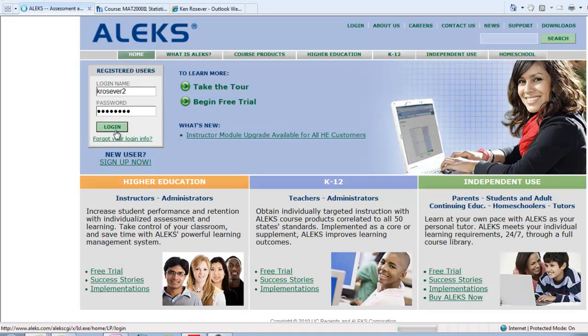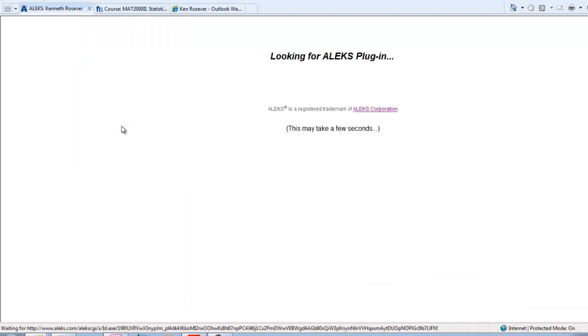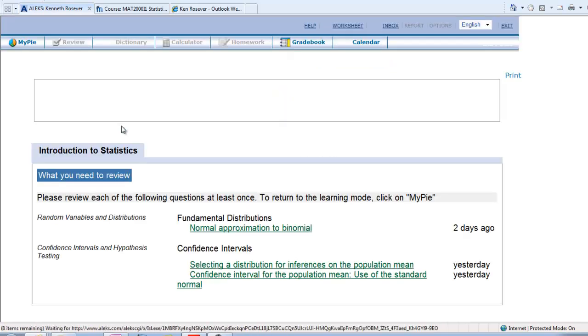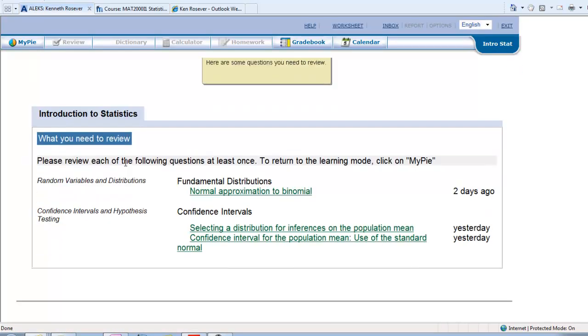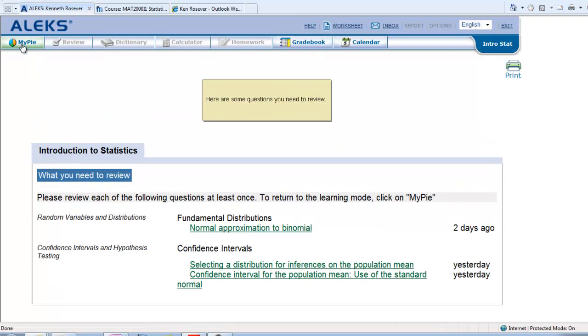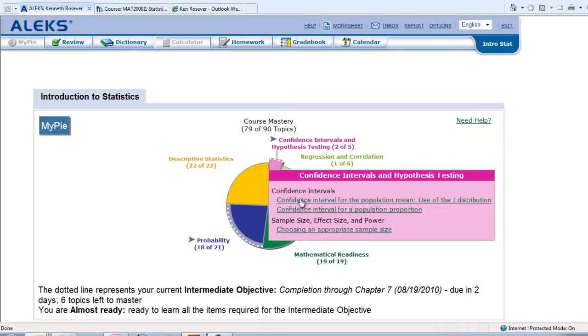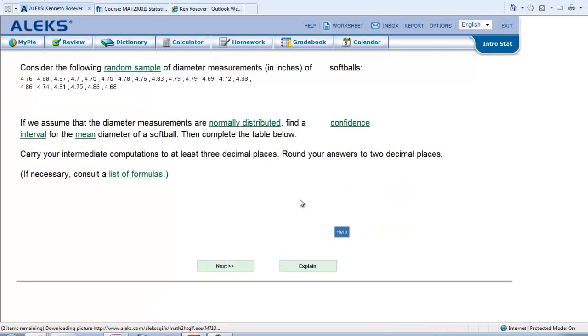So let me log in to my student account, and it's going to take a couple of moments, not too long to load. Okay, what I need to review, I'm not going to review right now. I'm going to go to MyPie, and it would be found in confidence intervals in the purple slice. Here we go. Use of the t-distribution.